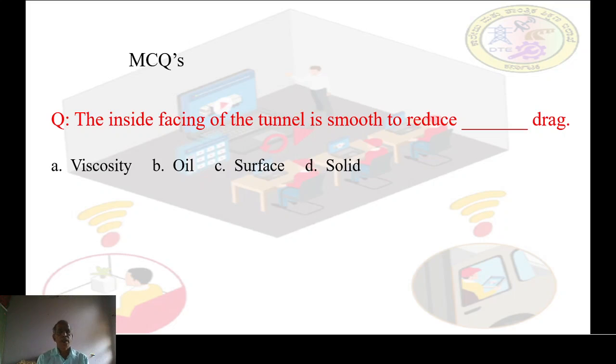Next, third question: the inside facing of the tunnel is smooth to reduce blank drag. Multiple-choice answers: A, viscosity; B, oil; C, surface; D, solid. The correct answer is surface drag. When the tunnel body inside is very smooth, the air forces will be reduced. That's why surface drag will be reduced.